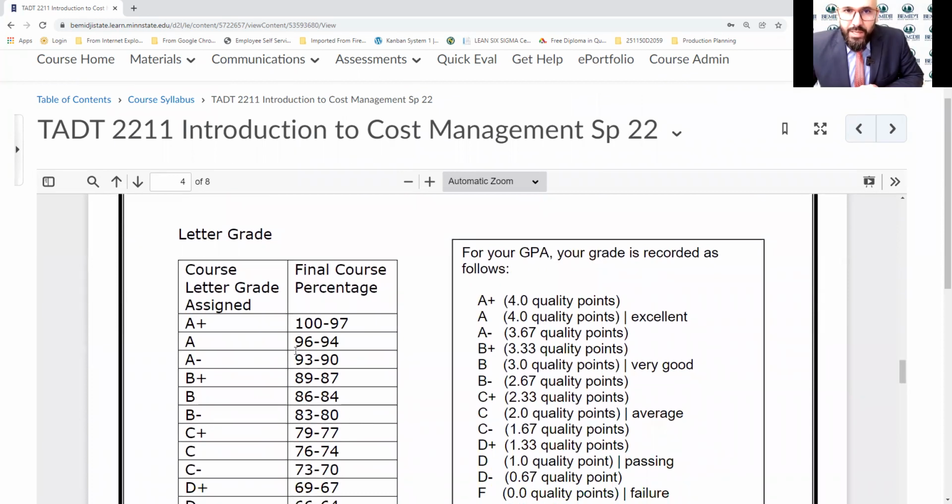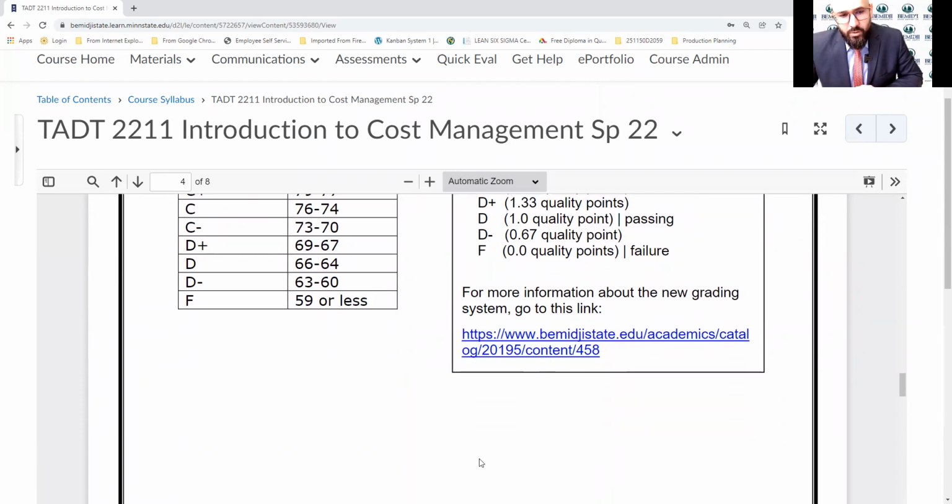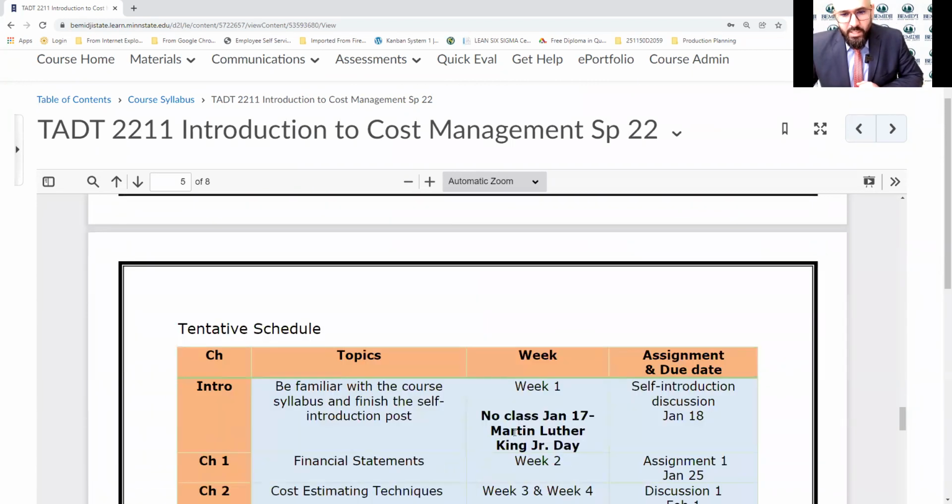I will be using the plus and minus grading system. For more information, you could click on that link, and that will take you to the BSU website to know more about the plus and minus system.